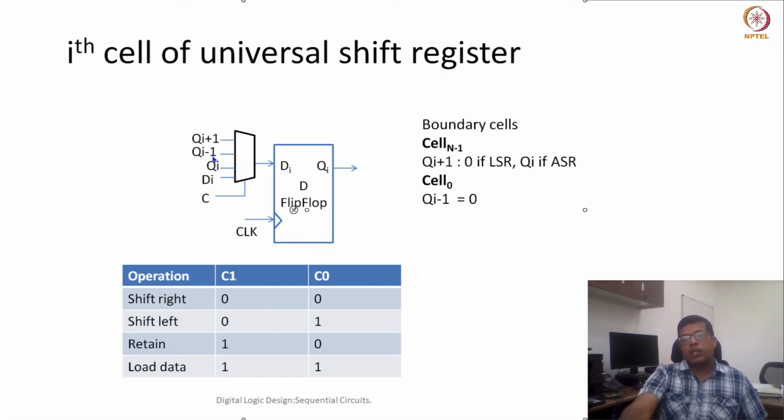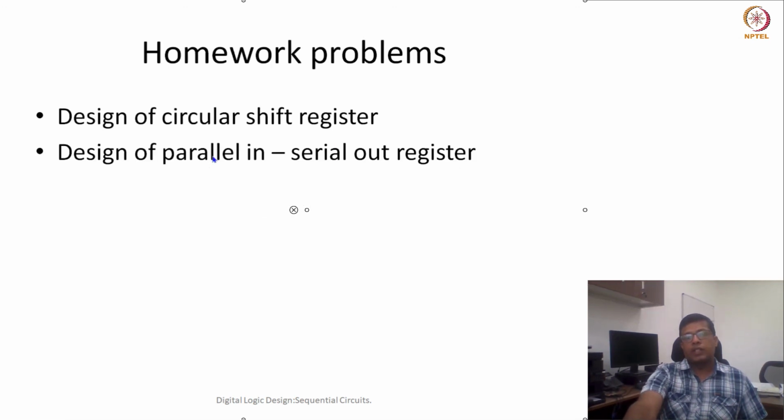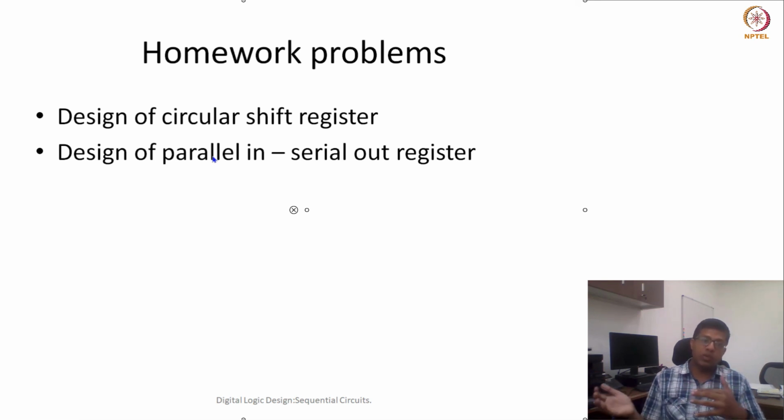So this is how we can make a universal shift register. If you want to extend it further, you can design maybe a circular shift register. You can also design a parallel in serial out register. One more similar exercise could be that in a universal shift register, there could be a serial in parallel out register, as well as parallel in serial out register, as well as parallel in parallel out register plus shift register. So that will make a completely universal shift register.